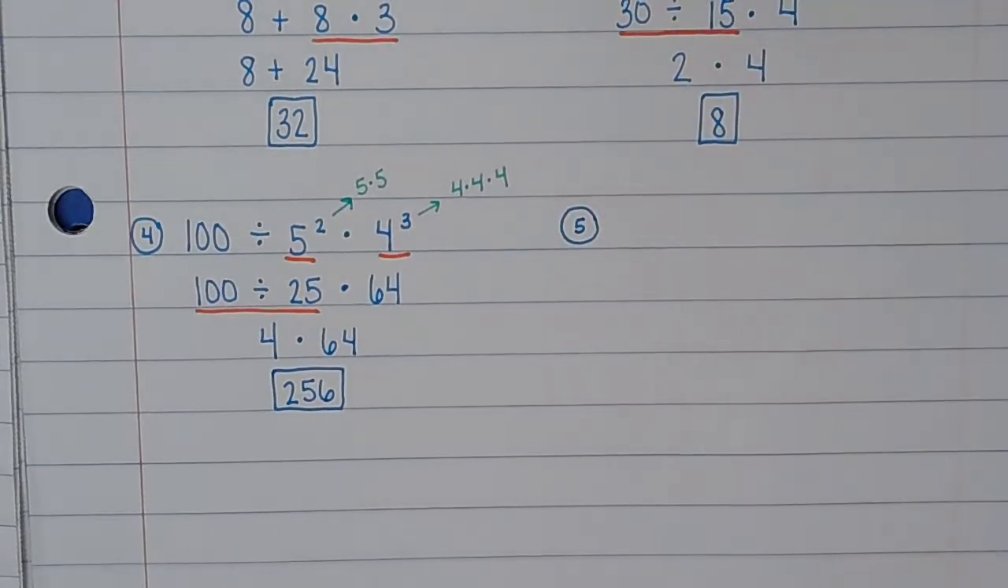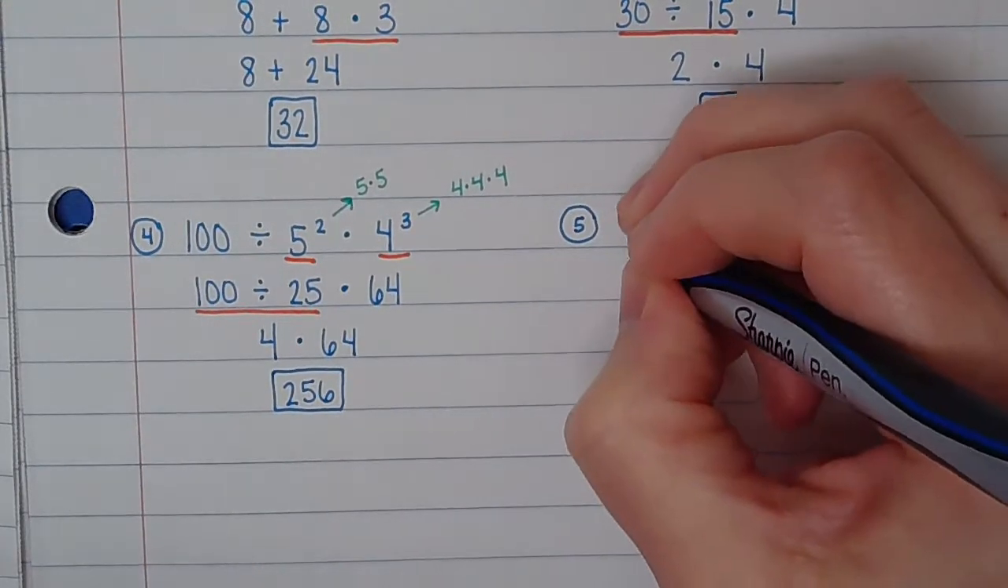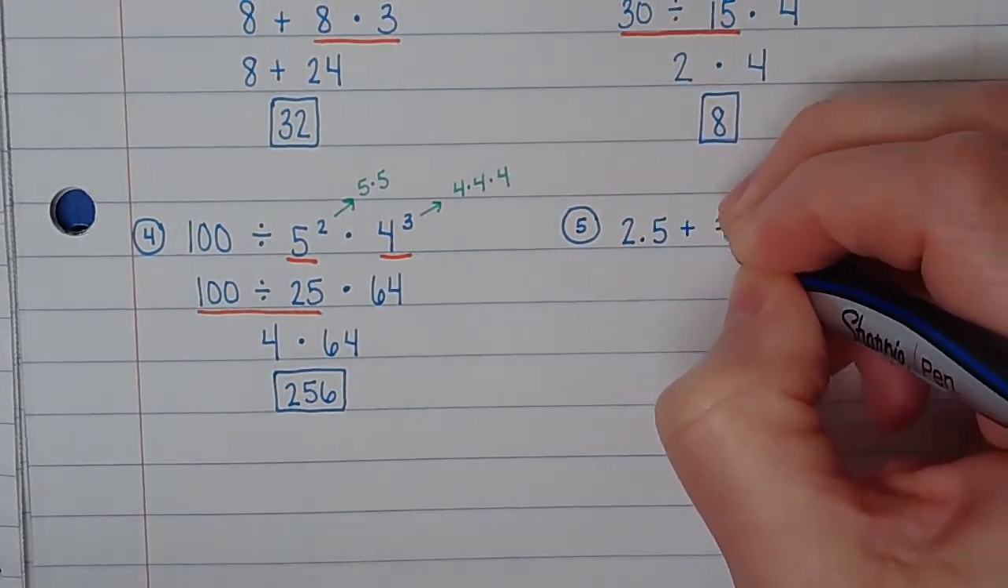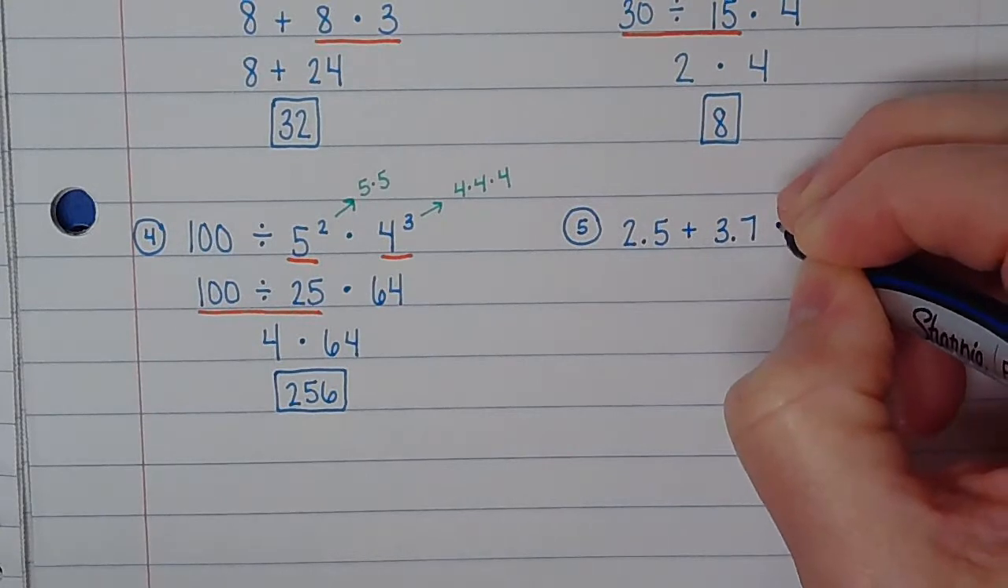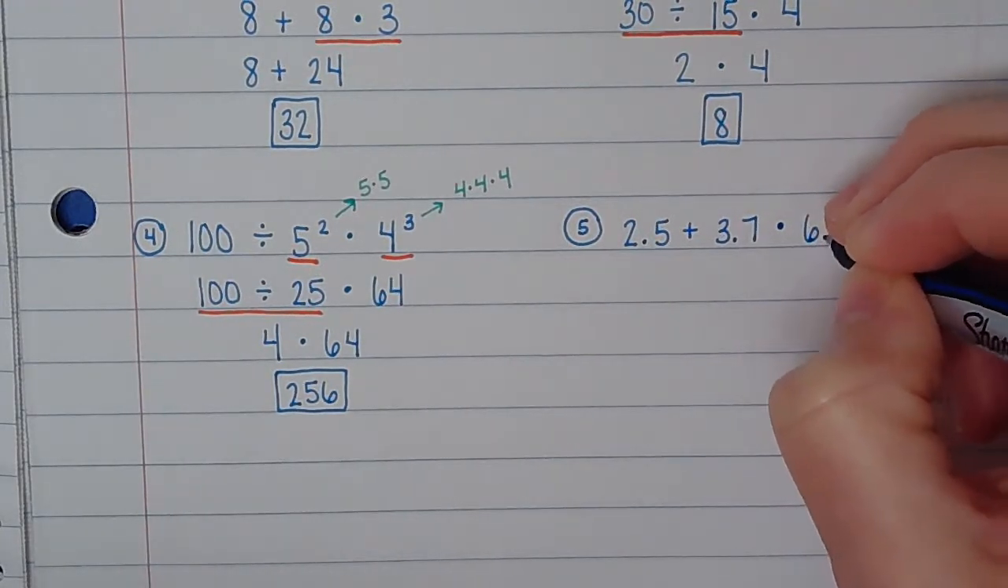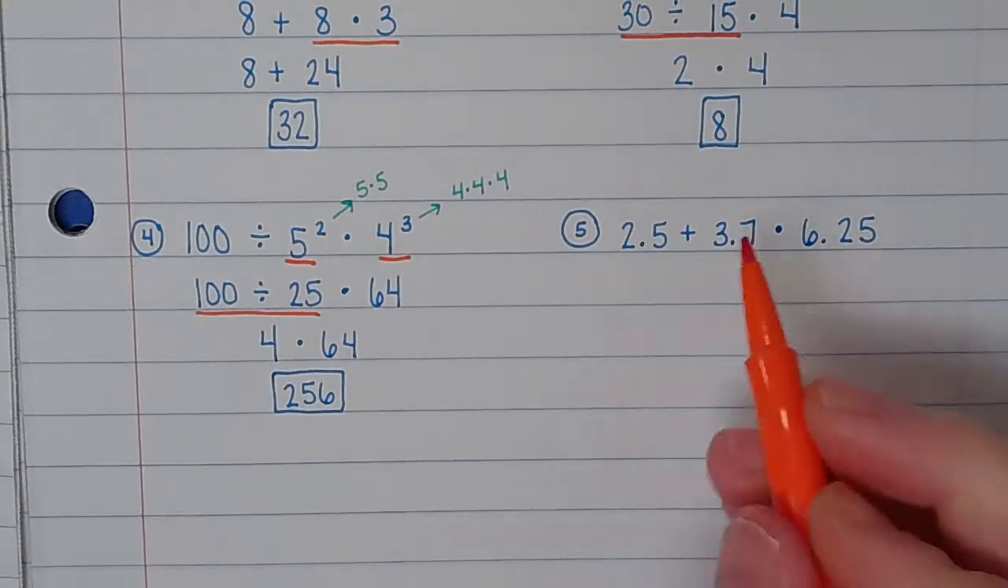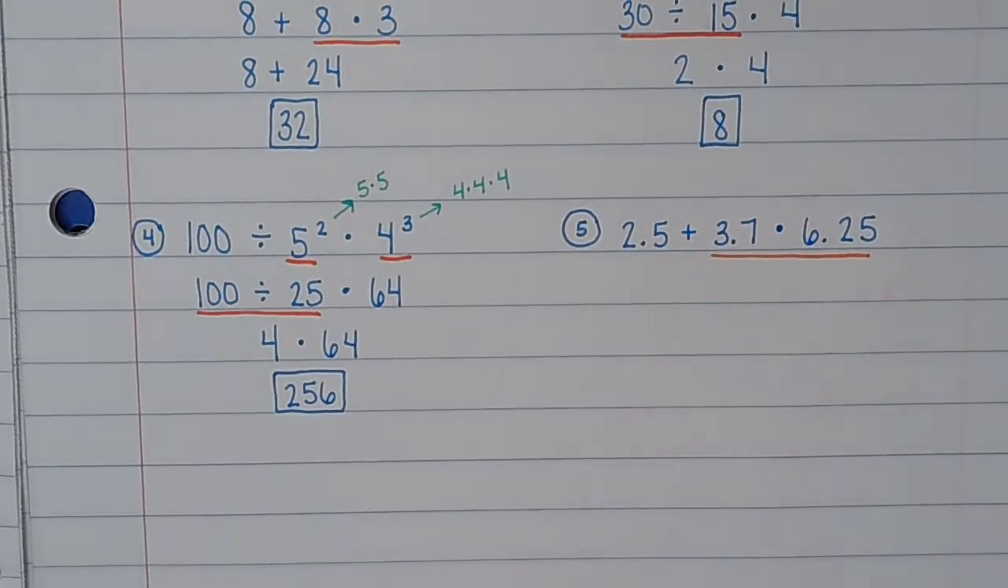All right, what if you have a decimal? What if you have 2 5/10 plus 3 7/10 times 6 25/100? All right, so this one looks pretty short. All right, so I don't have any parentheses. I don't have any exponents. So I'm on to multiplication and division. I've got some multiplication, so I have to do that first before I can do my addition, okay?